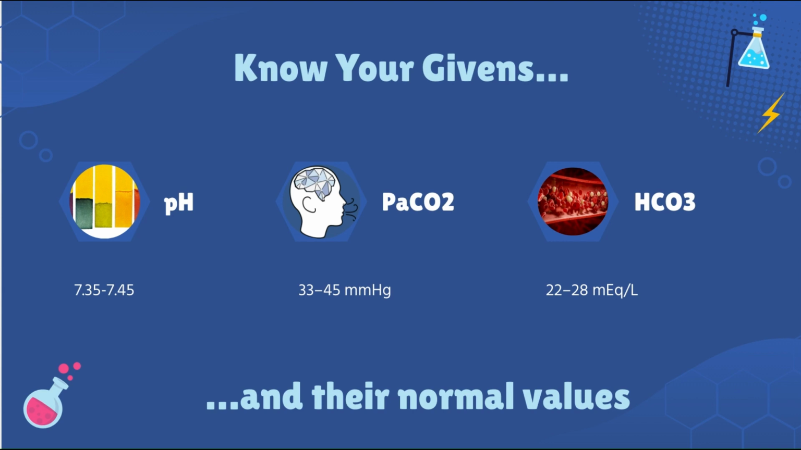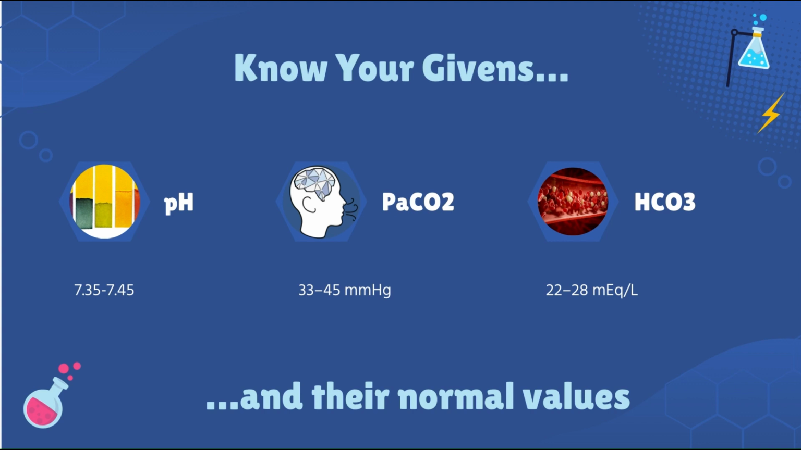Now, when it comes to the PaCO2, the normal range is 33 to 45 millimeters of mercury. Below 33, that means the blood is more basic. It turns the blood more alkalotic. Above 45, it turns the blood acidic because PaCO2 or carbon dioxide is an acidic component. So the more that there is of it, the more acidic the blood is.